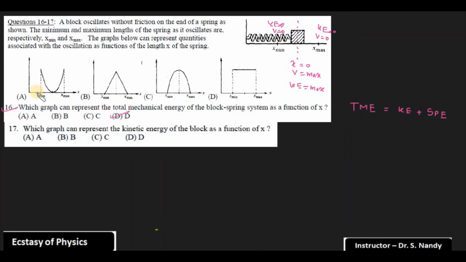In case of A, the kinetic energy is given as maximum at the two extreme positions, so A cannot be the answer. D is the graph related to the total mechanical energy, which means the possible answer is either B or C. Now let's analyze both options B and C. In both cases, at x min and x max the velocity is 0 and the corresponding kinetic energy is 0, and it is maximum at the mean position.